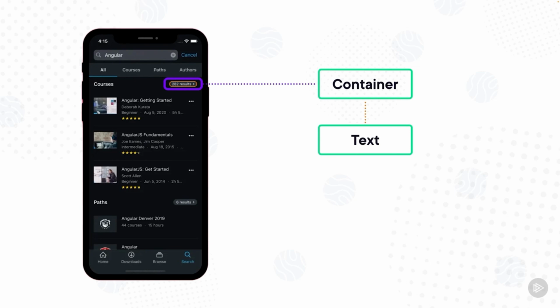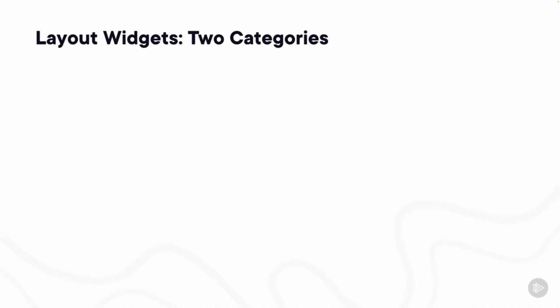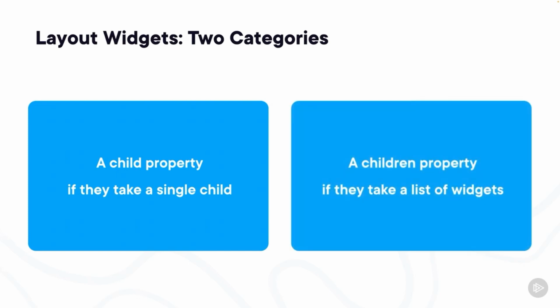All right, you may ask now why all of this matters. Because of composition. Widget composition is the process of assembling multiple widgets to construct the user interface. This involves building complex widgets by combining simpler individual widgets. That's how you build layouts. Though I need to mention one more thing. There are 2 types of layout widgets: ones that take a single child, for example, Container, and ones that take a list of widgets or children, for example, Row and Column.